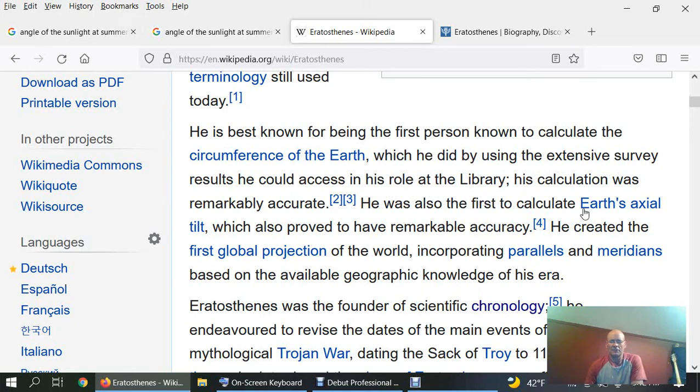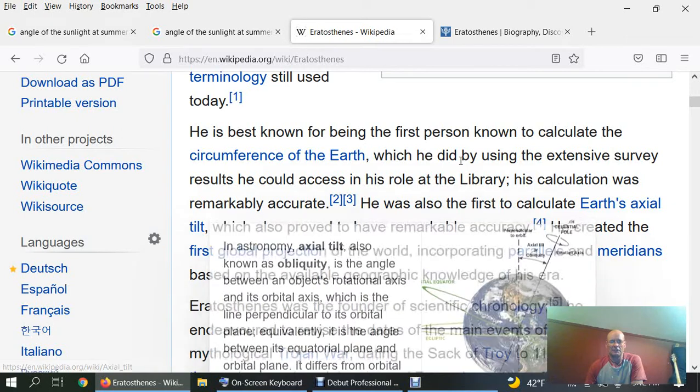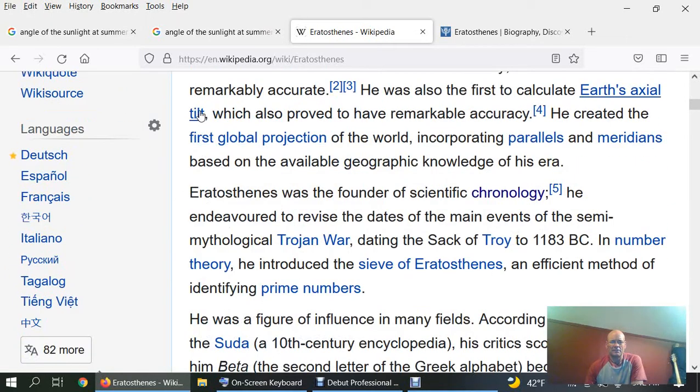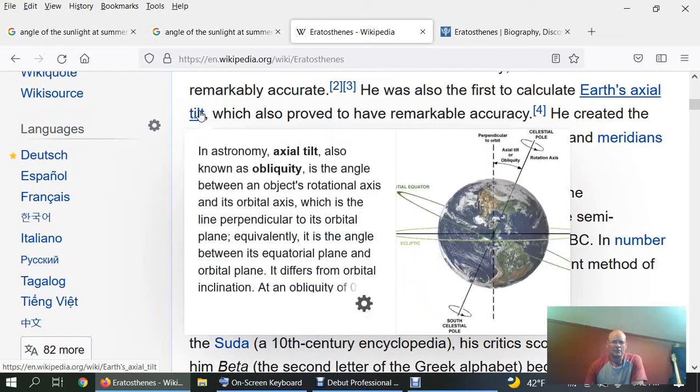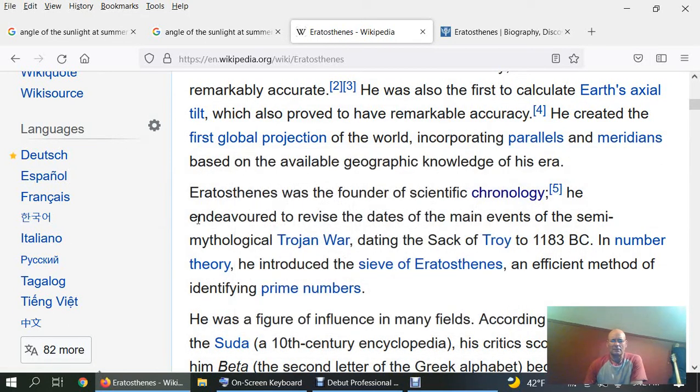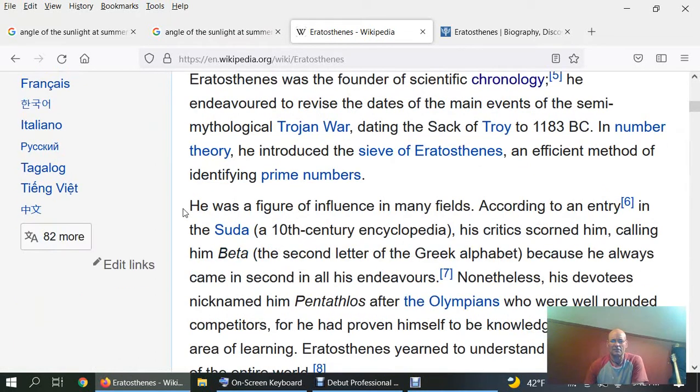He was also the first to calculate Earth's axial tilt. What do we got there? Axial tilt. In astronomy, axial tilt, also known as obliquity, is the angle between the object's rotational axis and its orbital axis, which is a line perpendicular to its orbital plane. Equivalently, it is the angle between the equatorial plane and the orbital plane. Okay, anyway, axial tilt. That's not really relevant for the entire thing here.